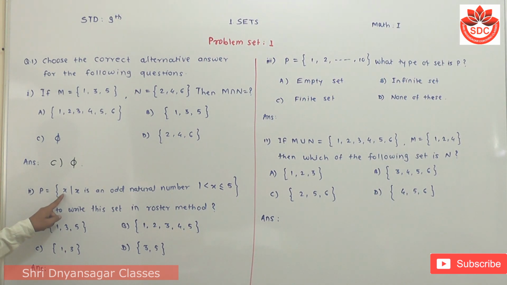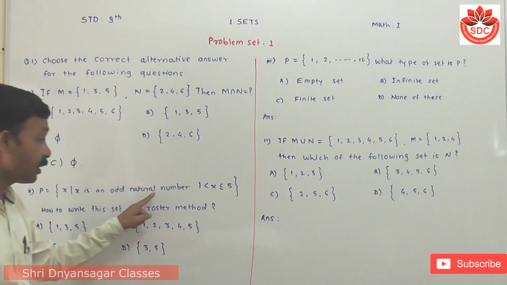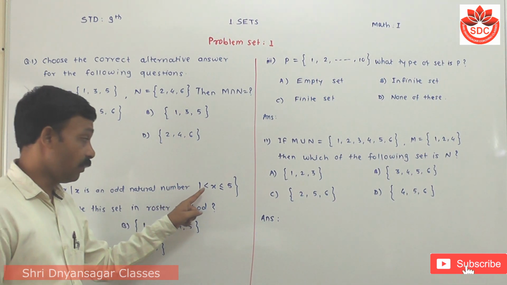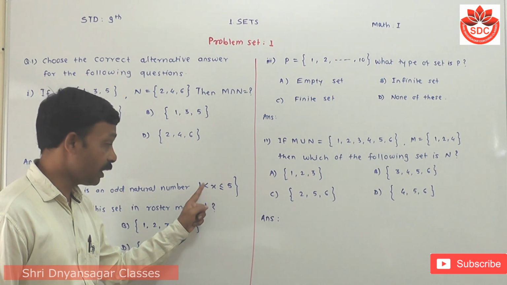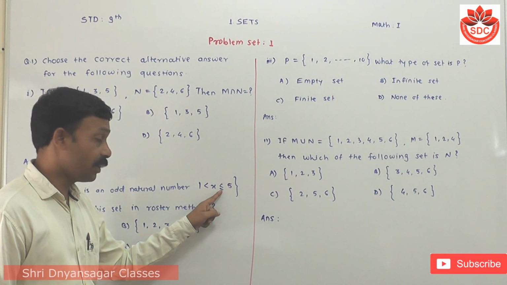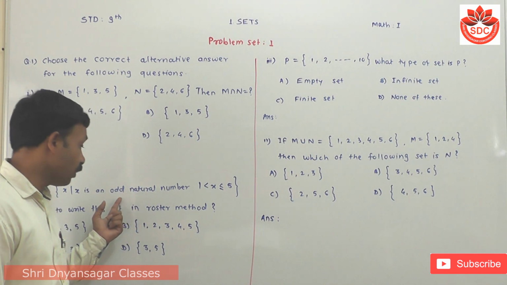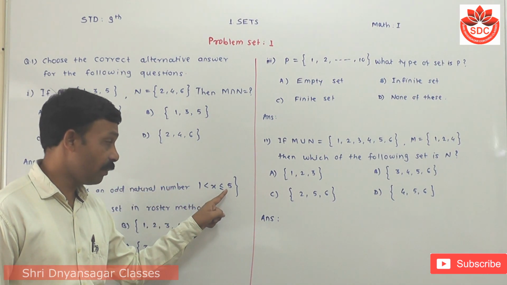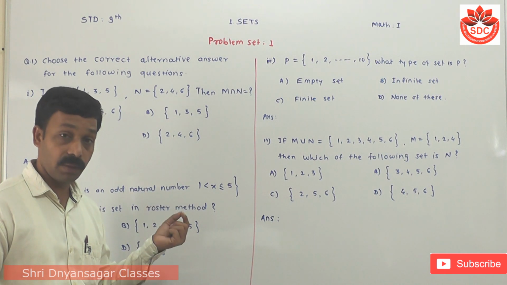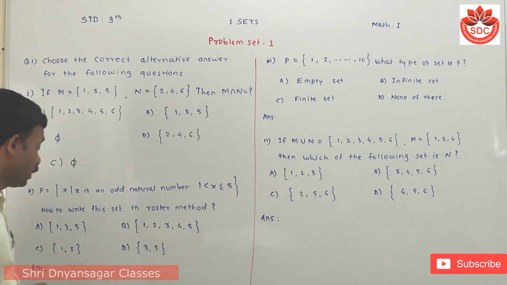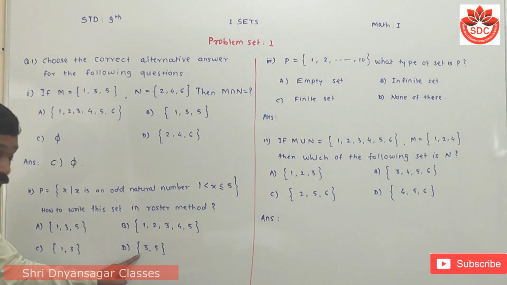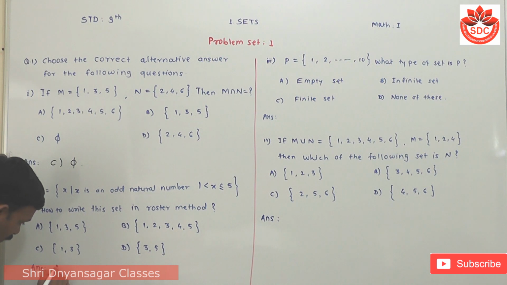Then the second one is, P is the set of X such that X is an odd natural number which is in between 1 and 5, meaning greater than 1 and less than or equal to 5. म्हणजे odd natural number पाहिजे, पण ती कशी पाहिजे की एकापेक्षा मोठे आणि 5 च्या बरोबर पाहिजे. Meaning there are only 2 numbers here, 3 and 5, because 5 is also included. So the set 3 and 5 is option B. So the answer of this one is B, which is 3 and 5.